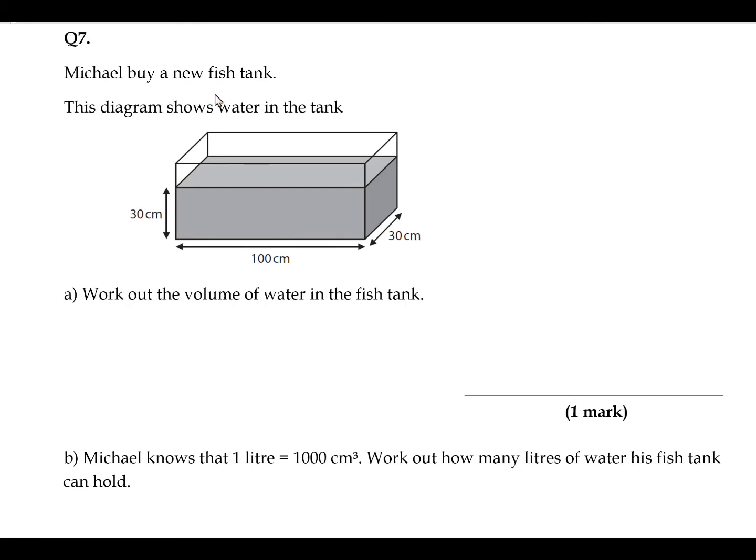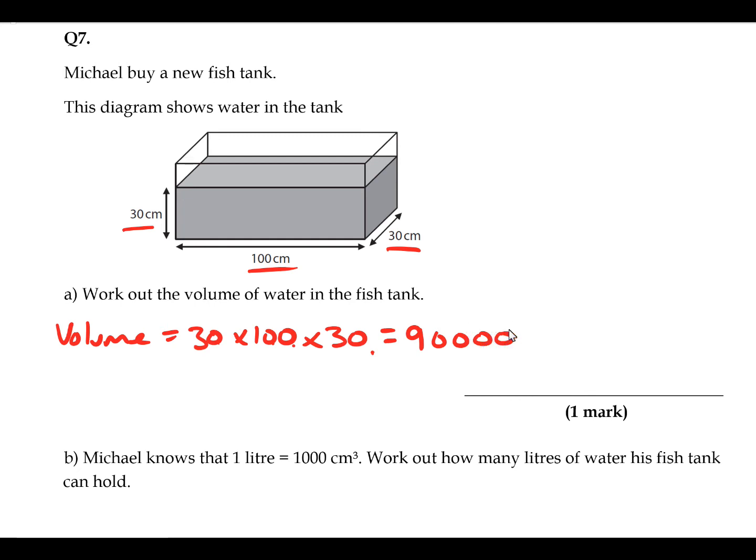Question 7. Michael buys a new fish tank and the diagram shows the water in the tank. Work out the volume of water in this fish tank. So to work out volume, you need to multiply the 3 dimensions. So 30 times 100 times 30. Well, 3 times 1 is 3, times 3 is 9, and there's 1, 2, 3, 4 zeros. So the volume of the fish tank is 90,000 centimetres cubed.